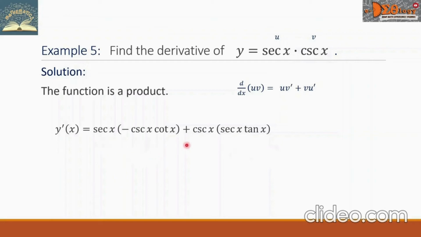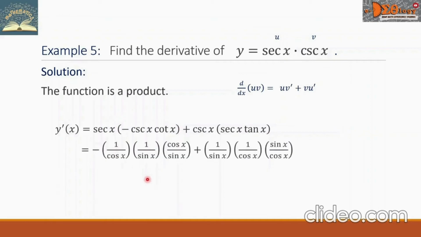Let us express each of the functions in terms of sine or cosine. For the first group, we put the negative sign in front, and then the secant x becomes 1 over cosine x. This cosecant x becomes 1 over sine x. Cotangent x becomes cosine x over sine x, plus the second group. Cosecant x becomes 1 over sine x. The secant x becomes 1 over cosine x. Tangent x becomes sine x over cosine x.